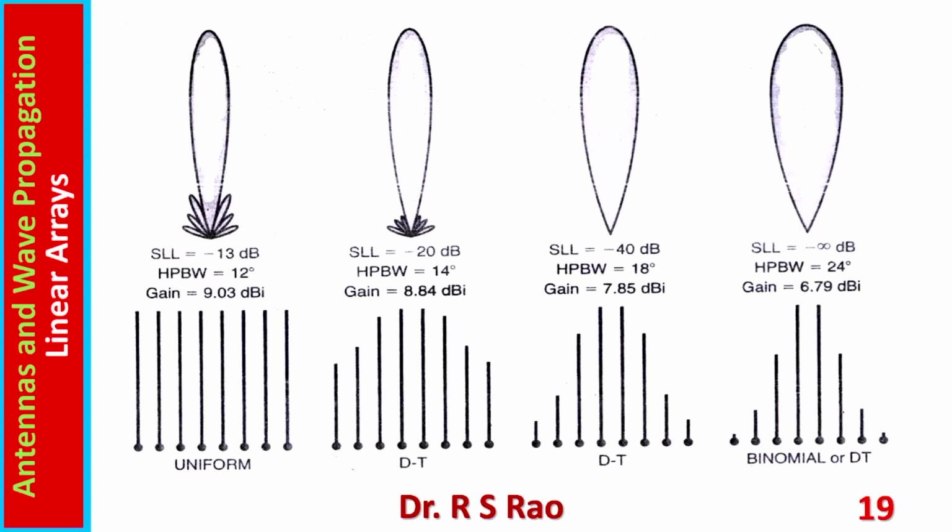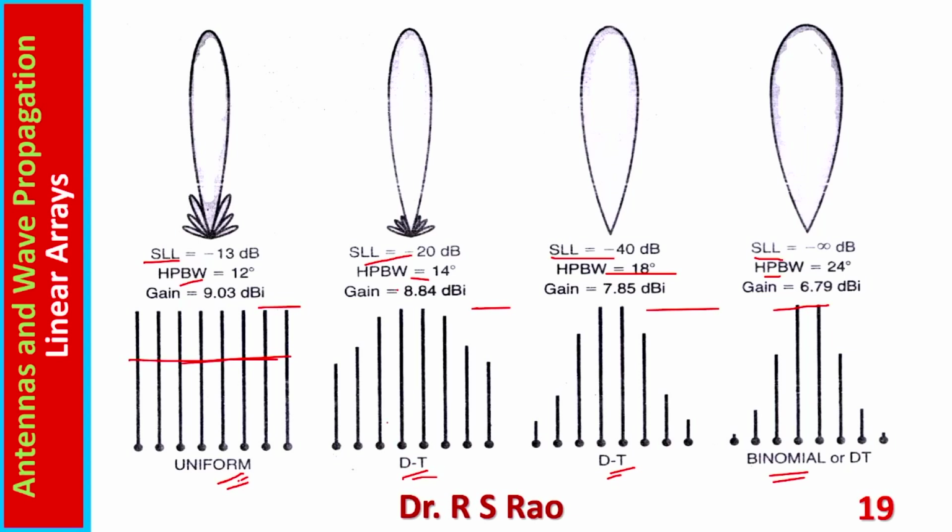Here are shown arrays: uniform array, Dolph-Chebyshev array, another Dolph-Chebyshev array. Here is shown the binomial array, with side lobe levels. Side lobe levels of these 4 types of arrays are considered. Similarly, beamwidth is also considered. Gains are also given. Notice in case of the uniform array, excitations are the same.